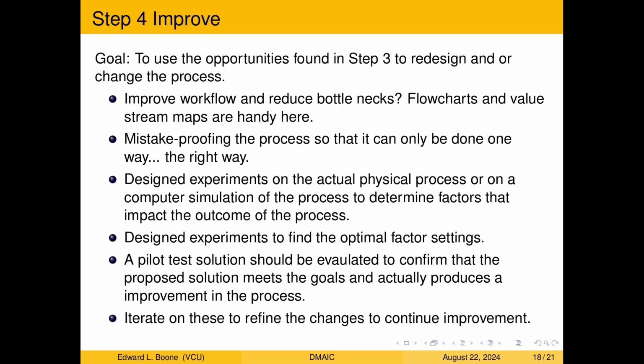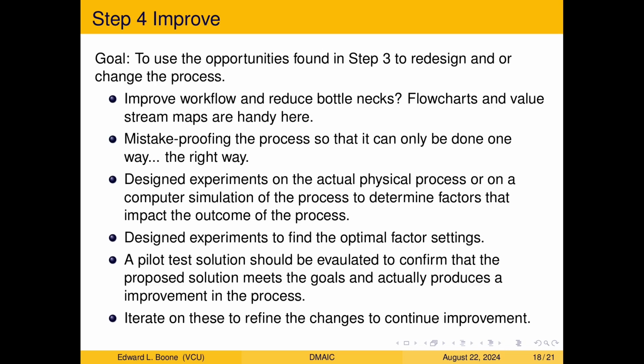Okay, so the next step is what's called step 4, which is improve. The goal here is that we find opportunities in step 3 to redesign the process and/or change the process. So we're going to try to improve the workflow and reduce bottlenecks. Flowcharts and value stream maps are handy here. If you know what a flowchart is or a value stream map, this is a good way to know if there's bottlenecks. Another type of improvement is what's called mistake proofing the process so that it can only be done one way, the right way.